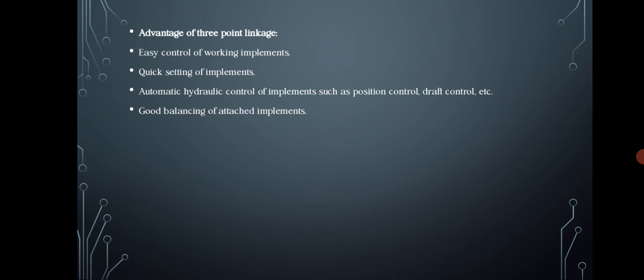Advantages of 3-point linkage: easy control of working implements, quick setting of implements, automatic hydraulic control of implements such as position control, draft control, etc., and good balancing of attached implements.